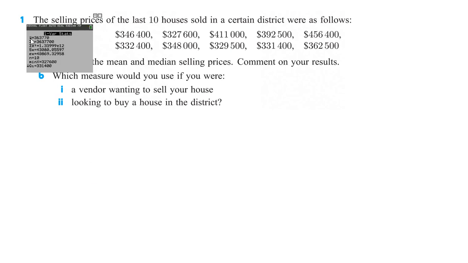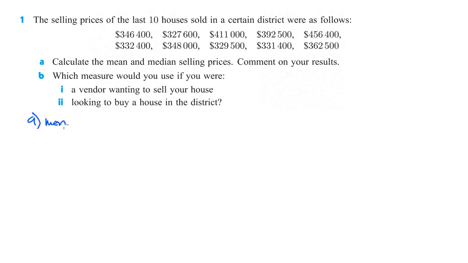So the X with the bar over the top is our mean, 363,770. So mean for A, let's do blue. So the mean is 363,770.